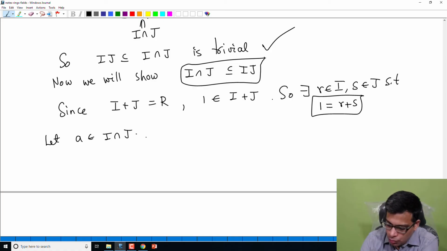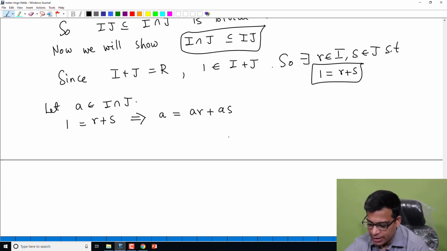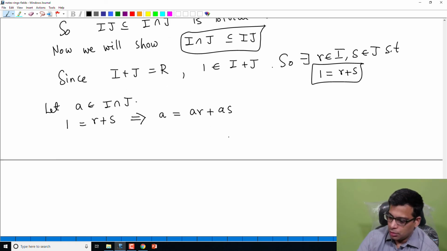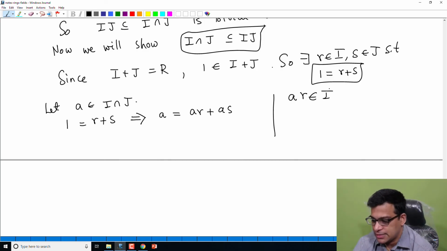Okay. So now 1 is equal to r plus s, that we know. So we can write a is equal to ar plus as, right? I am multiplying both sides by a. 1 is equal to r plus s means a times 1 is equal to a times r plus a times s. This I claim will give me what I want, because let's look at ar. r is in I. a is an arbitrary ring element. So ar is in I. Fine. a is an arbitrary ring element. r is an element of I. So this is in I.